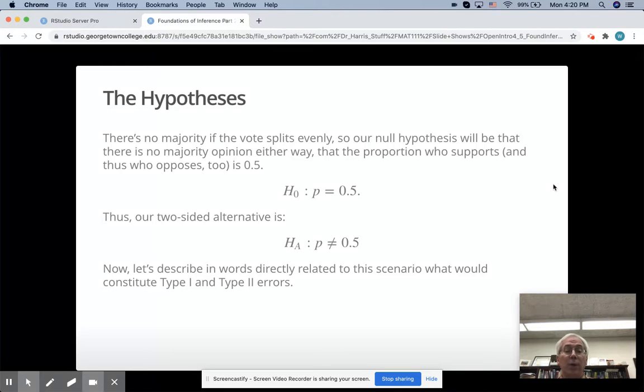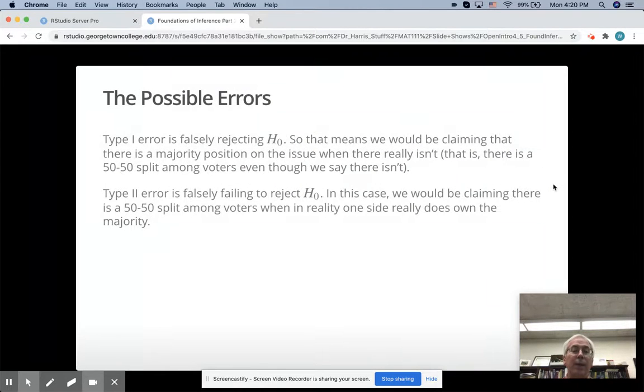The last thing we're going to do in this slideshow is describe in words type 1 and type 2 errors. So since type 1 error is rejecting the null hypothesis when we shouldn't, type 1 error is going to be claiming that there is a majority position on this issue, that either a majority favor it or a majority oppose it, when in reality it's split down the middle. So falsely rejecting the null hypothesis is saying that we think that there's a majority position in the state even when there's not.